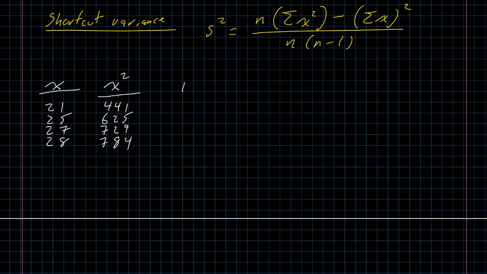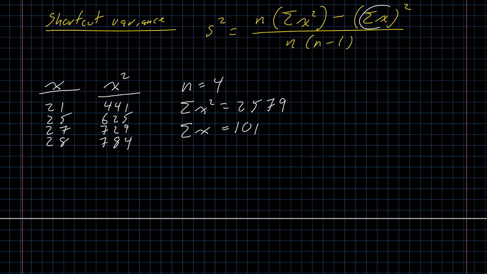I want to notice that there are 4 scores in this distribution. I want to add together all of the x squareds. So that's 441 plus 625 plus 729 plus 784, which my calculator tells me is 2,579. I also want to add together all of the x values. 21 plus 25 plus 27 plus 28. We did that in the previous problem. That comes out at 101.